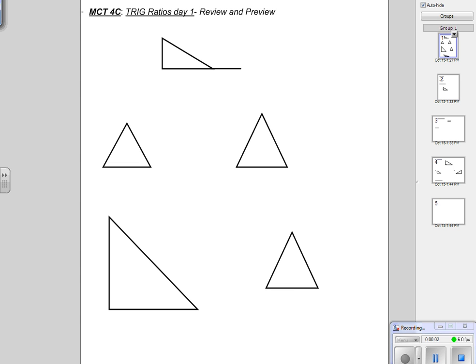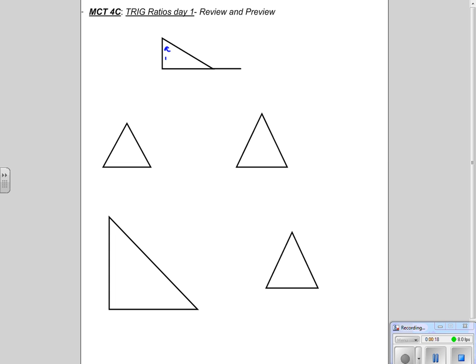Hi, grade 12s. We're going to start our trig today after all of your algebra and polynomial equations. I'm sure this will be a welcome relief. We're just going to review and preview, first of all, different types of triangles. We know that in any triangle, the sum of the interior angles is 180 degrees.